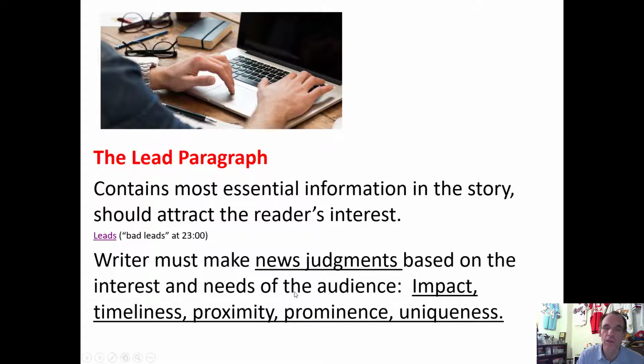I don't want to spend too much time on each one of these, but impact: how much does it affect the average person? Timeliness: something that happened recently. It's conceivable something happened 6 months ago or even 6 years ago and might be newsworthy if we're just now finding out about it, but that makes it timely. Proximity: it's close to home. Prominence: it's someone who is well known. Uniqueness: it's different, we haven't heard a story like this before. Those are the things that go into news judgment.